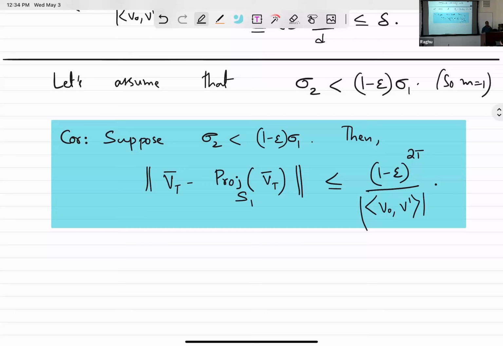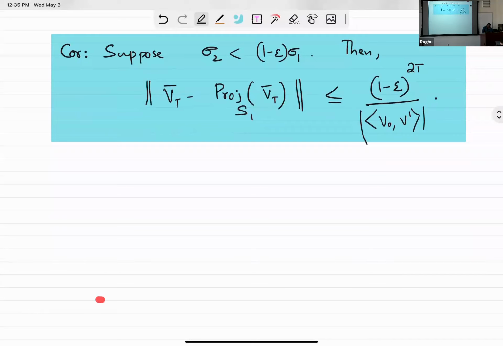All right, this is what we are going to show. Let's work in the easier setting where there's a gap immediately after the first one. And in this setting, you're actually going to converge to the first singular vector or the first principal component pretty fast. So the proof of this is the following.